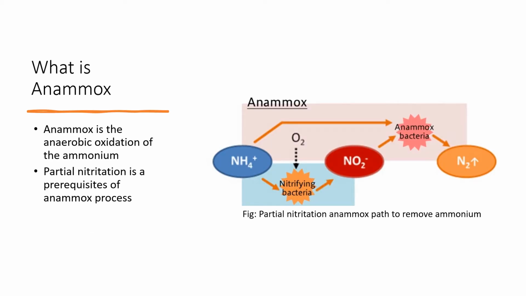Anammox is a widely used biological method to treat the ammonium present in wastewater. In the anammox process, ammonium present in wastewater is oxidized into nitrogen gas with consumption of nitrite in an anoxic environment by anammox bacteria. Since wastewater has a low content of nitrite, a preceding partial nitration process is also required to provide sufficient substrate for the anammox bacteria. In the partial nitration process, half of the ammonium is oxidized into nitrite by AOB in an aerobic environment.